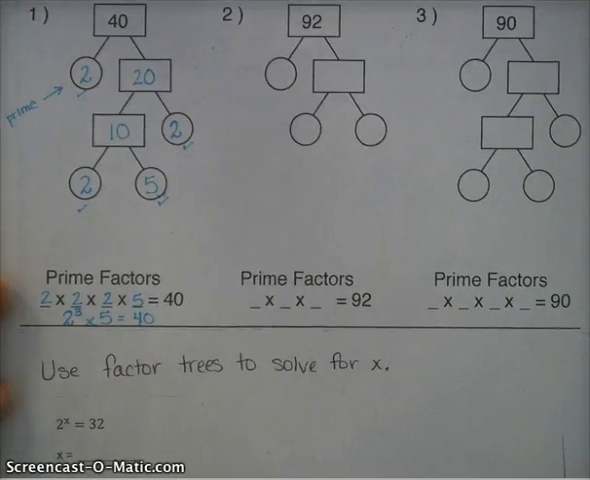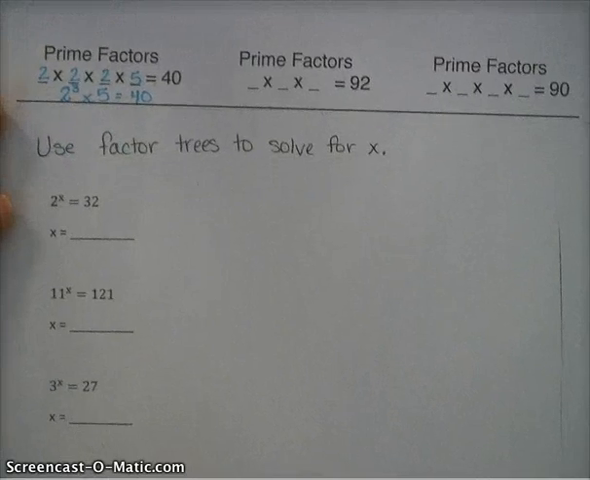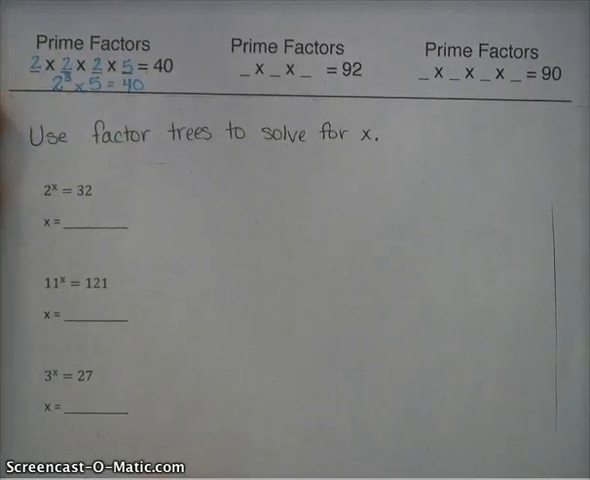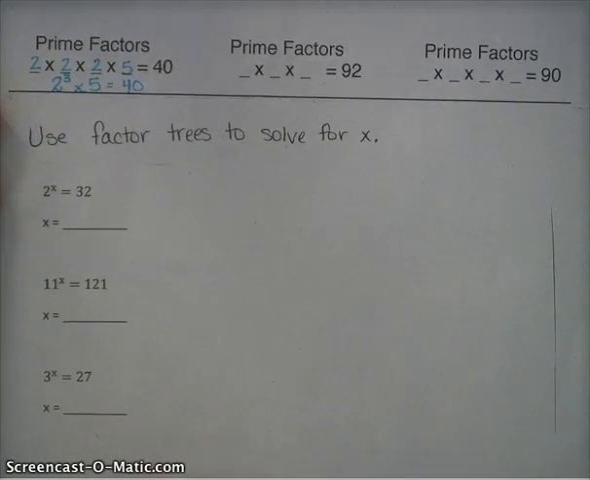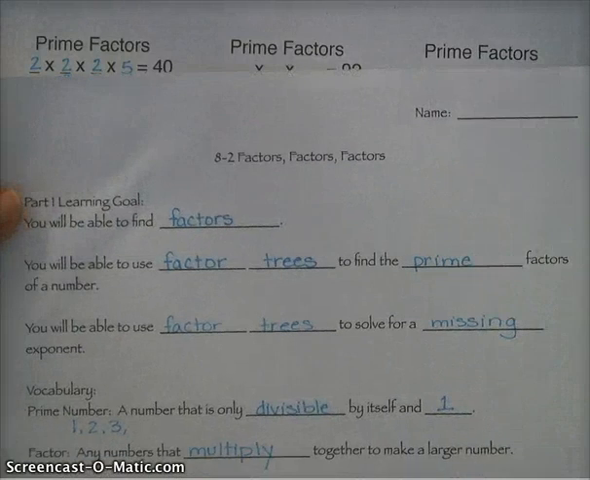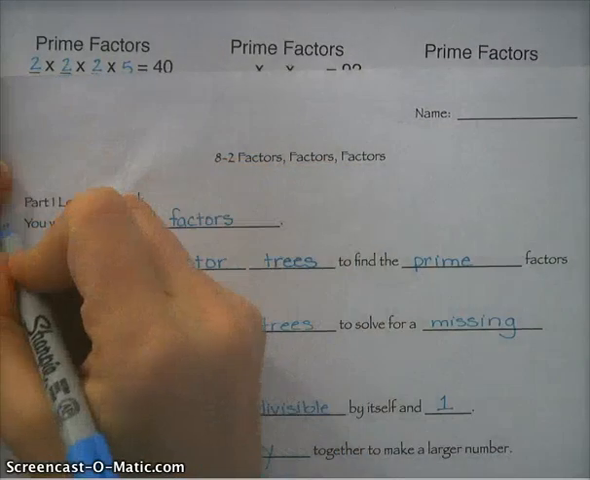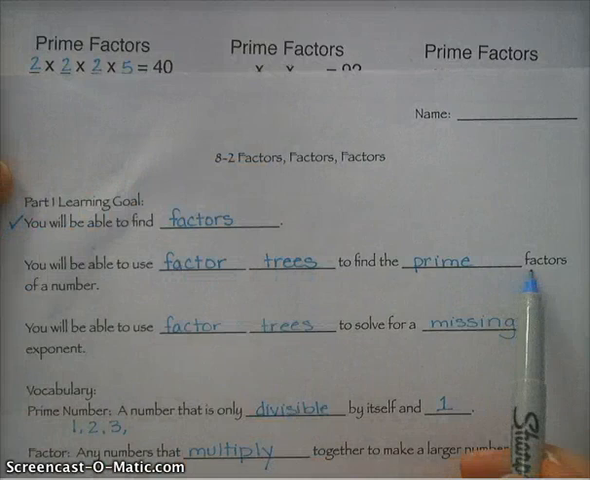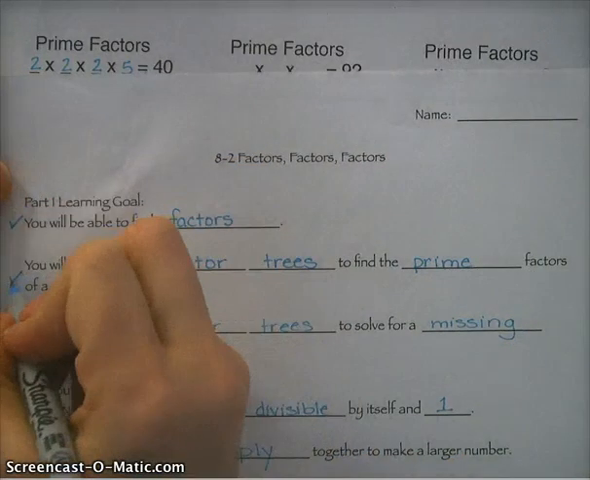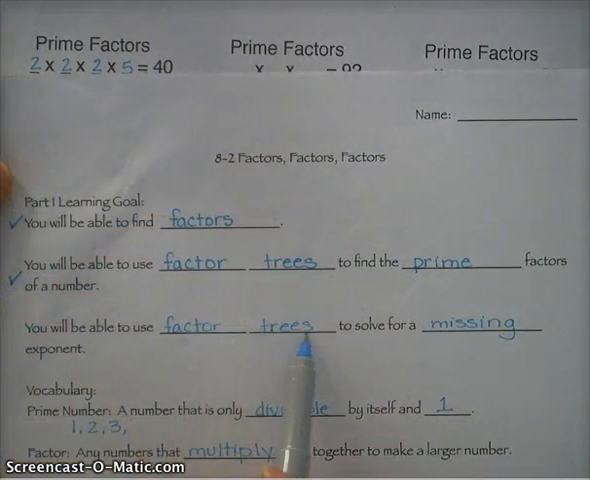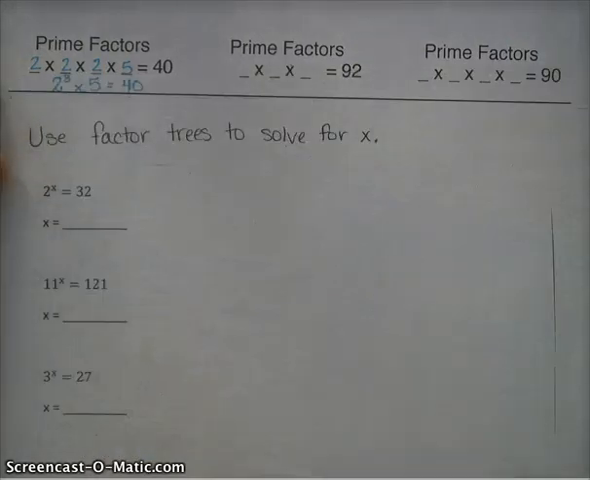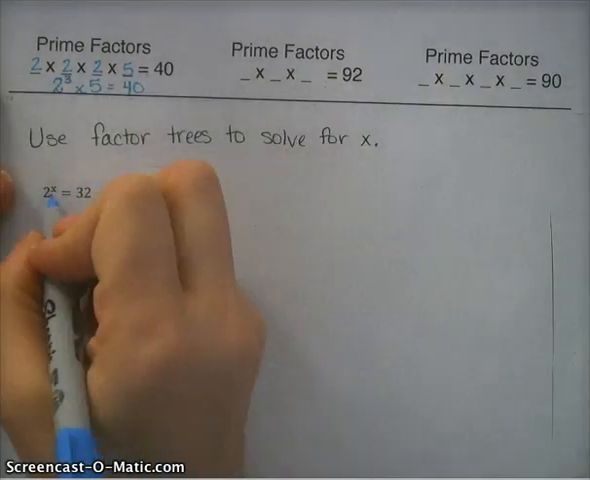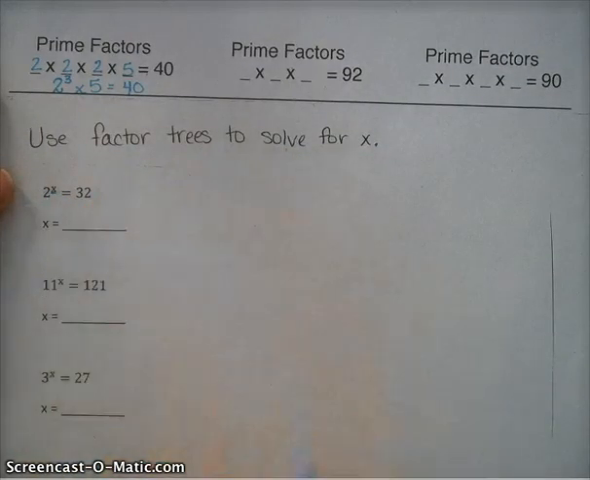Okay, if we look at the next one down here, you notice you have 3 problems, and I left you a whole lot of room. Now if we look back at our learning goals, we find factors. We've already found them. We've been able to use factor trees to find prime factors. That's what you just did. So now we're going to move on to using factor trees to solve for a missing number, a missing exponent. So I've got 2 to the x power equals 32.